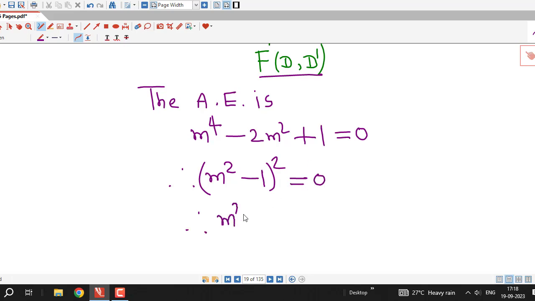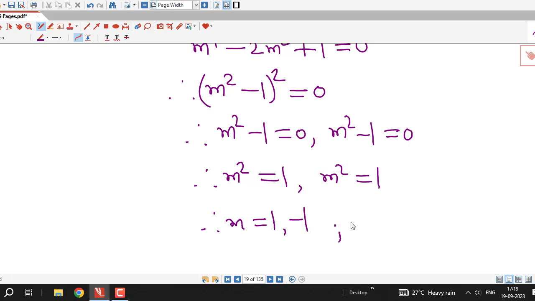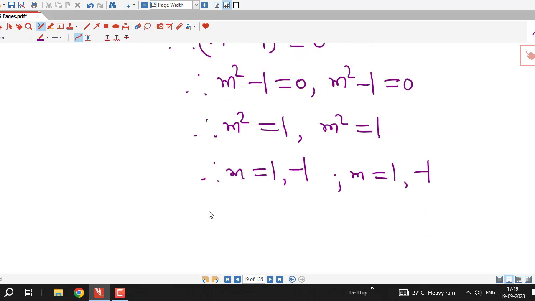Therefore we have m square minus 1 equal to 0, and it is repeated 2 times. If we solve this, we have m square equal to 1. Therefore values of m are 1 and minus 1, and they are again repeated. Therefore we have m equal to 1 2 times and minus 1 also 2 times.